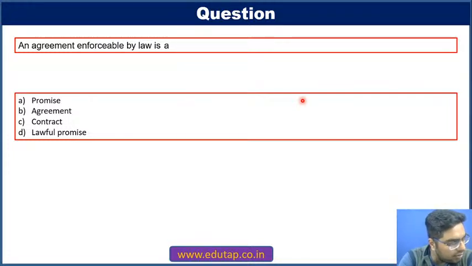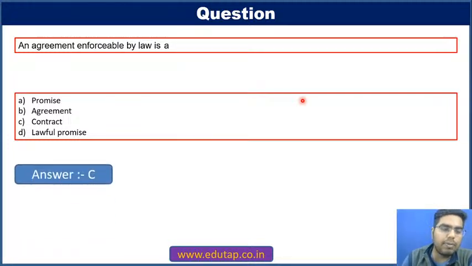I have received some answers. 34 students are online, but only 3 students have given the answer. So hurry up, guys. Absolutely correct. An agreement enforceable by law is a contract.